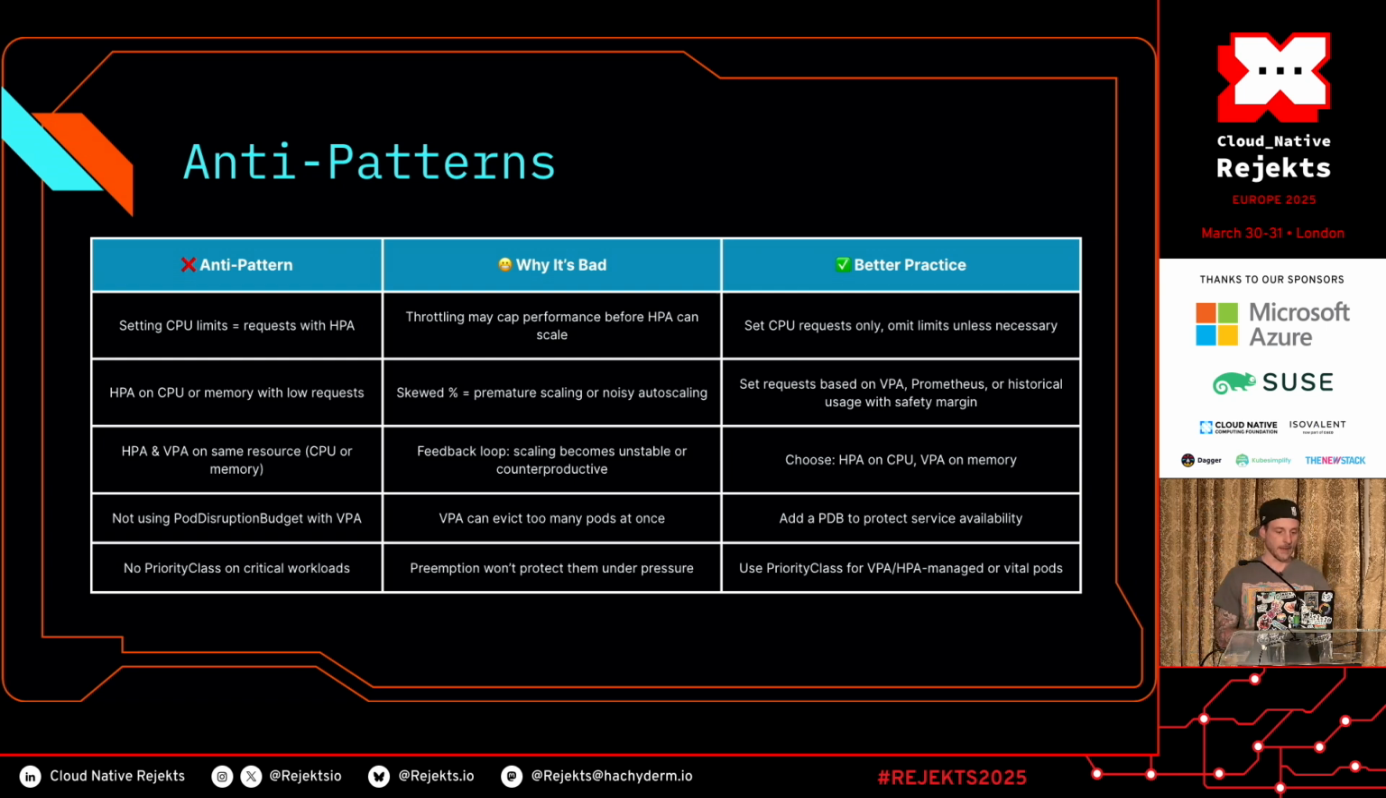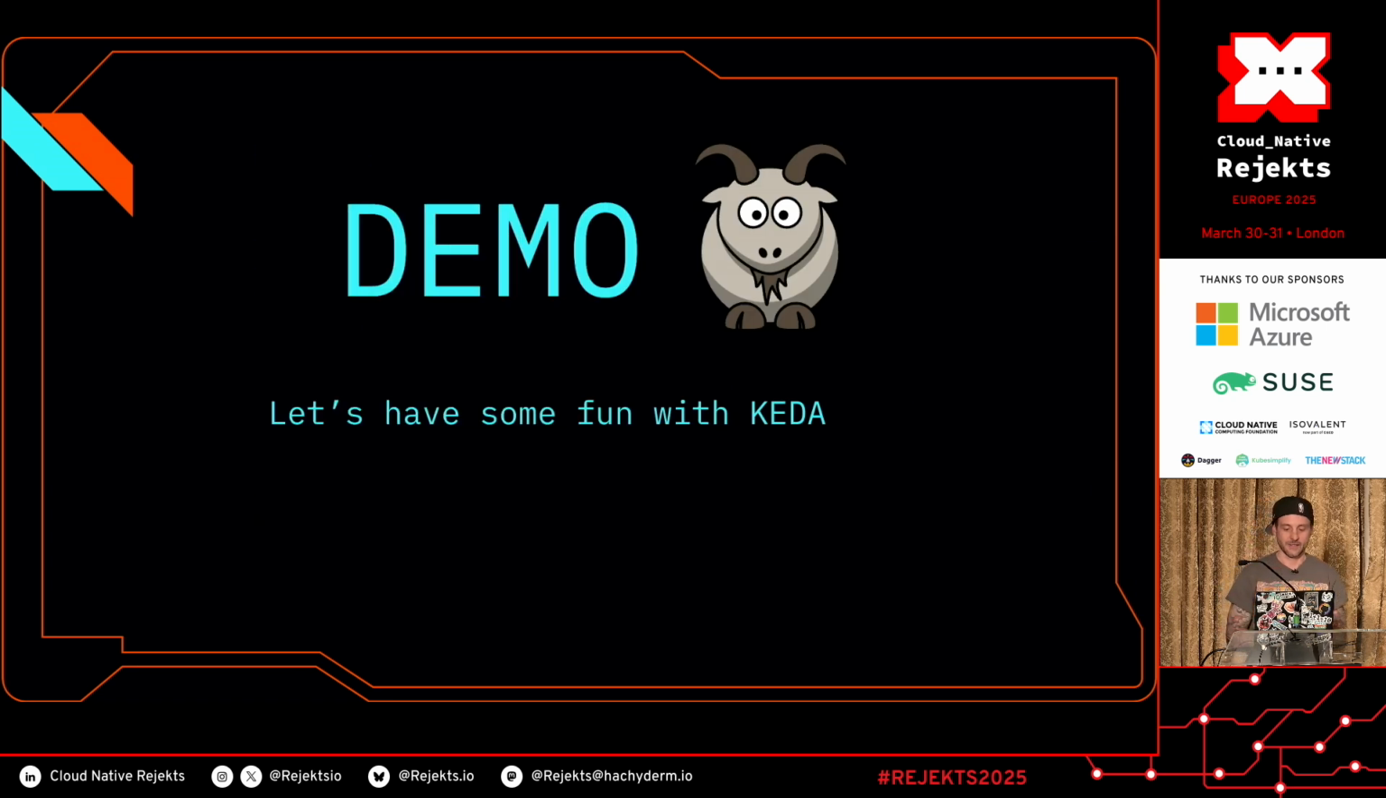Not using a PDB with VPA is bad, so always use a PDB, especially if it's a stateful workload, so that you don't run into the issue where you don't have enough workloads serving your application. And priority class is very important, especially if you don't set limits, because those workloads, instead of being guaranteed, fall into the burstable class.